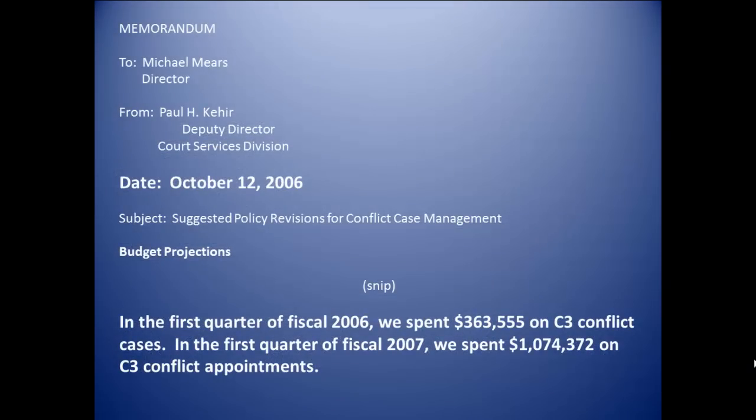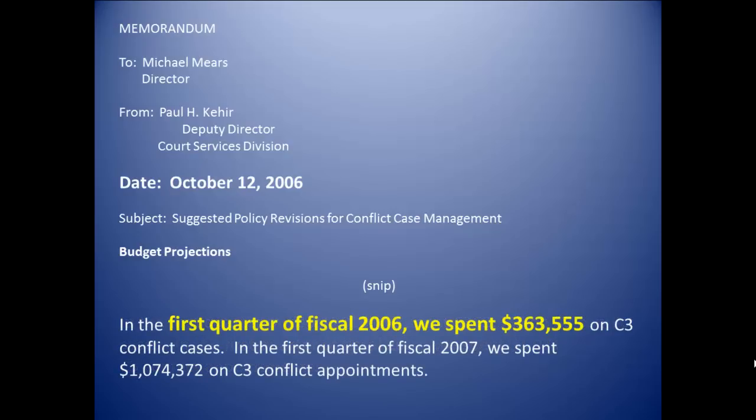It didn't take long before the consequences of failing to realize that conflicts play a significant role in indigent defense became evident. It was quickly evident that the true cost of conflicts had not been planned for in the GPDSC budget, and that spending on conflict cases was escalating at an alarming rate.